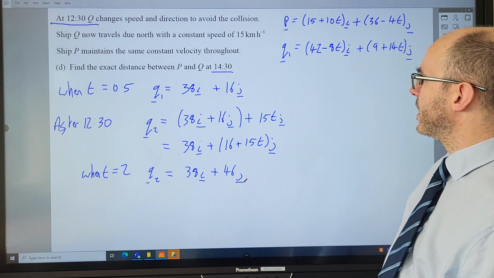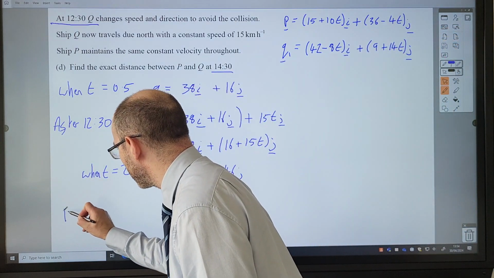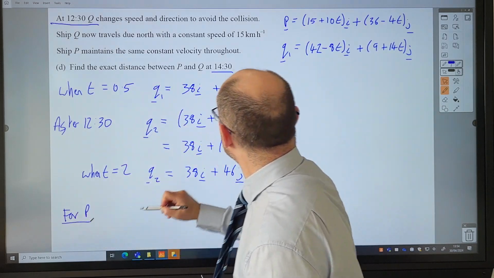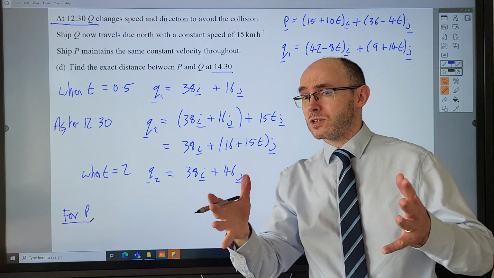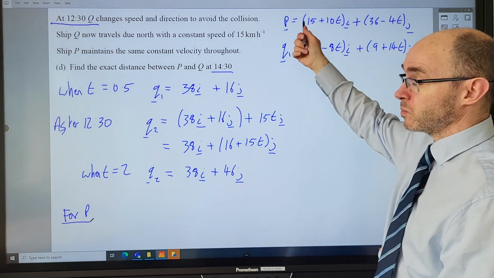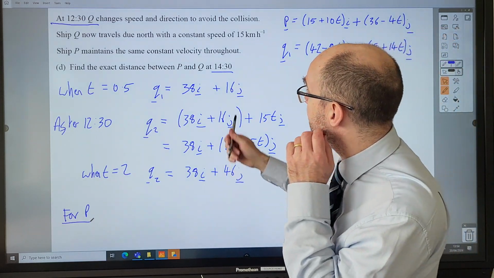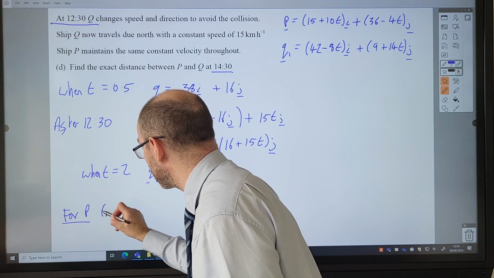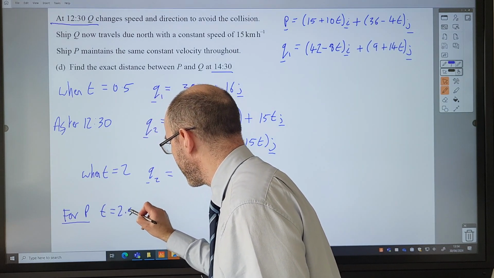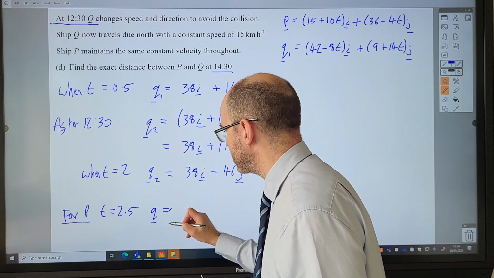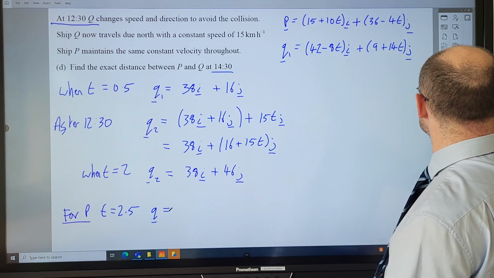Okay. For P, going back to this one, P didn't change its direction at all. So this is what P is doing throughout. So for P at 2:30, the time to use will be 2.5. Okay, and we'll substitute that into, oops, let's just change that.